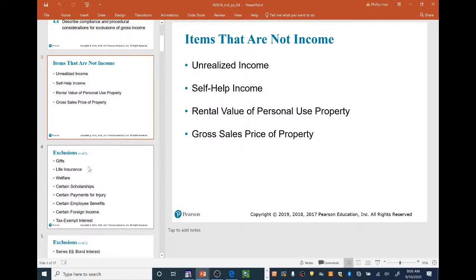Rental value of personal use property. Let's give an example of that. The rental value of a personal residence occupied by the taxpayer is not subject to tax, even though the taxpayer could have rented the house.